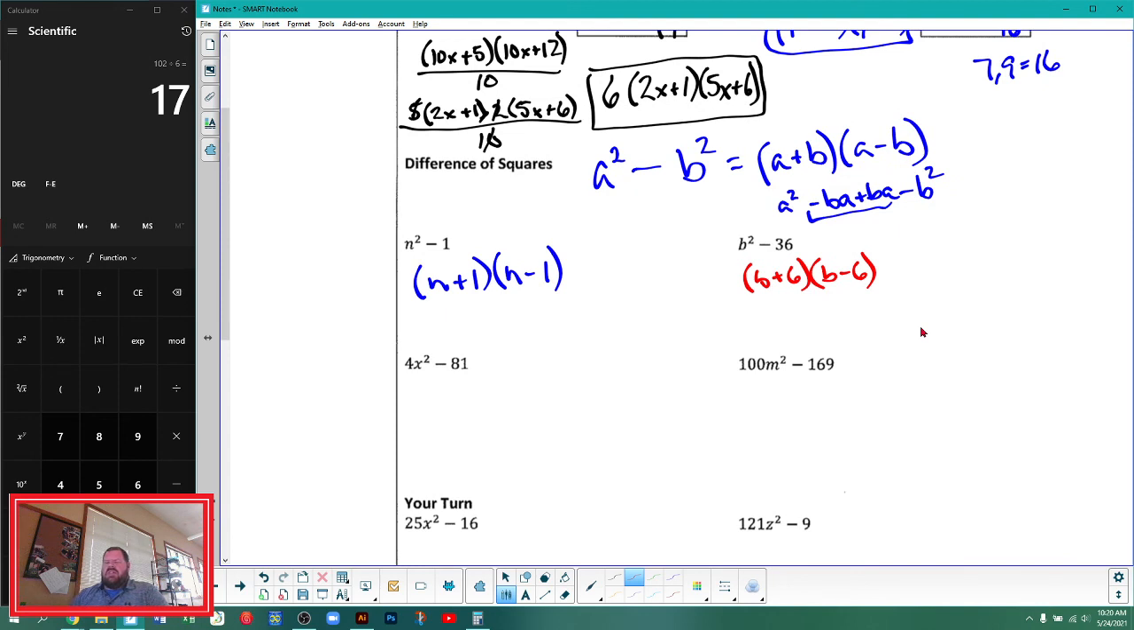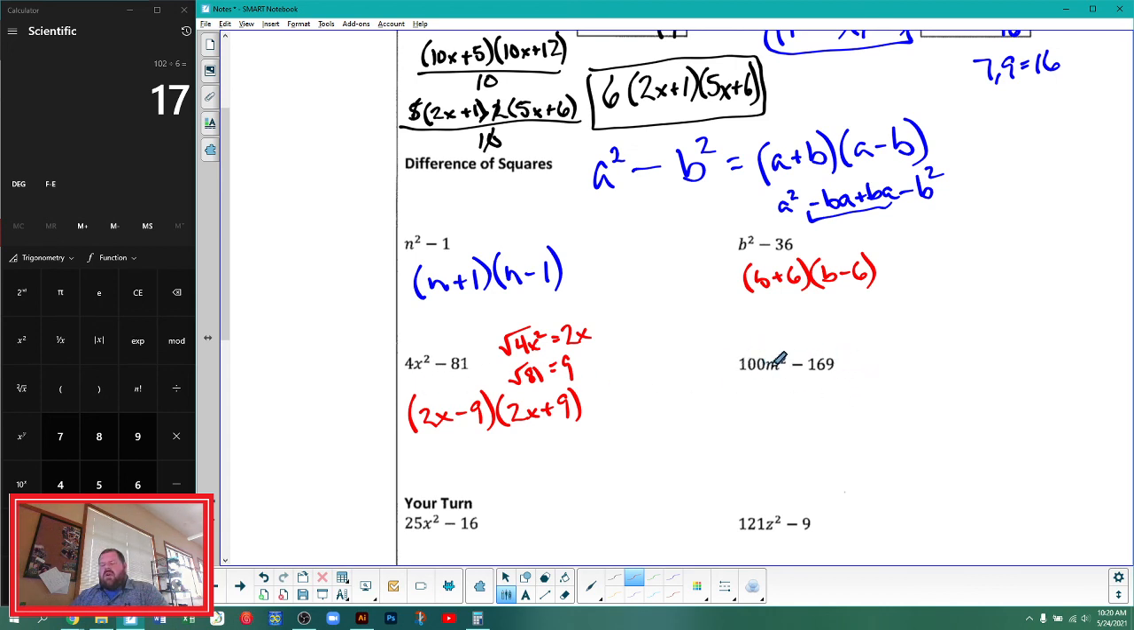The beauty with this is that it doesn't matter if you put the plus 1 first and the minus 1 second, it's multiplication. So it can be flipped around. Like this one, the square root, and I'll even write this, the square root of 4x squared is 2x, and the square root of 81 is 9. So I would get 2x, I could say minus 9 times 2x plus 9.